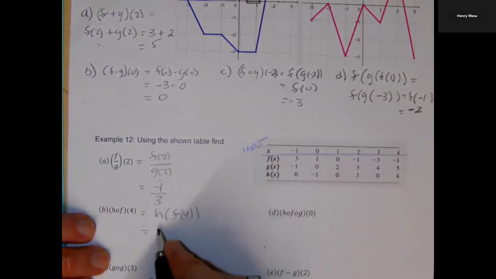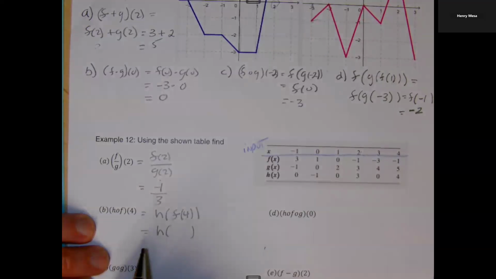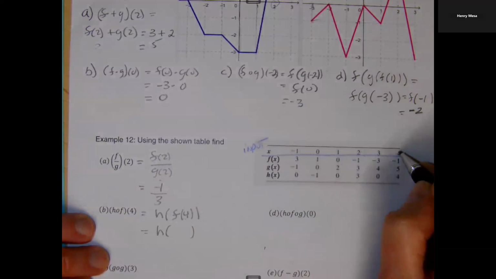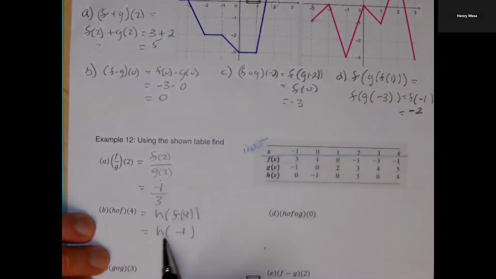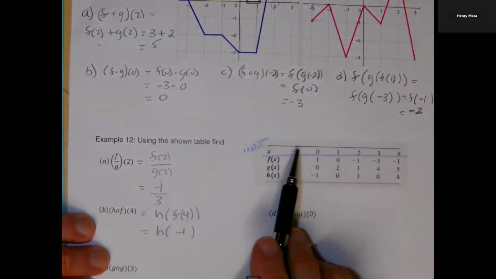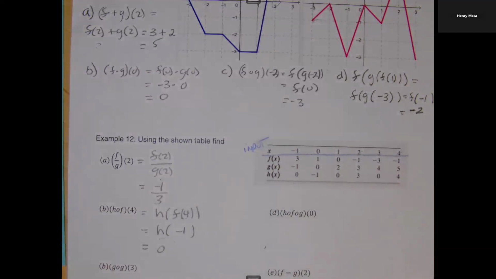I need to find f of 4 first, so notice I'm going to write this down. This I'm not touching. I just need to find f of 4. F of 4 is a -1. Now that I found that, it says h of -1. H of -1 is a 0. And now I'm done.